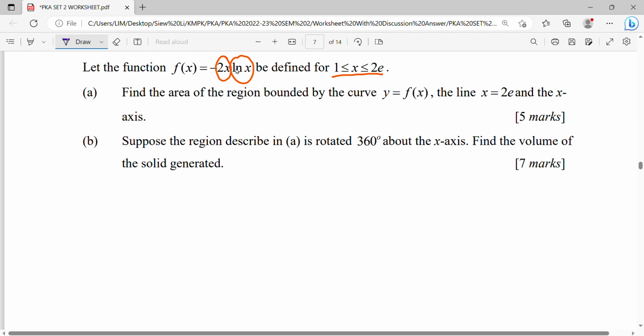So for the first part, find the area of the region bounded by this curve, the line x equals 2e, and the x-axis. So we form the area formula. For finding area, you're going to integrate from the x-axis to the line here. So supposedly we assume we have 1 and 2e, then you have your function, bounded by the line x equals 2e and the x-axis here.